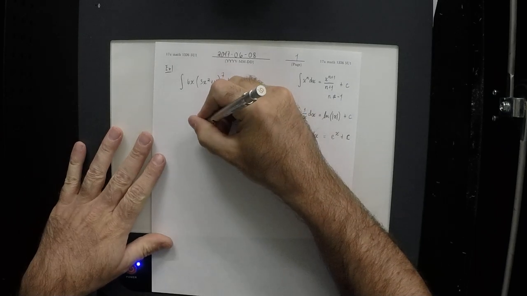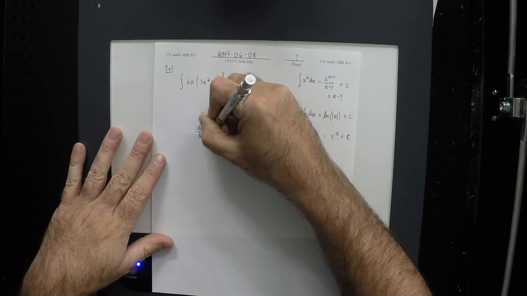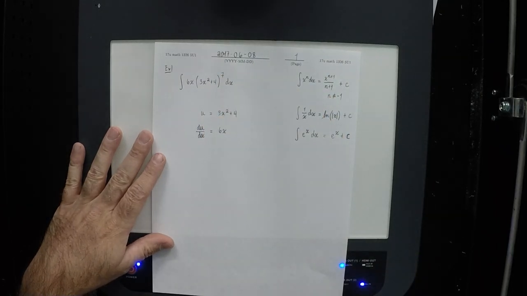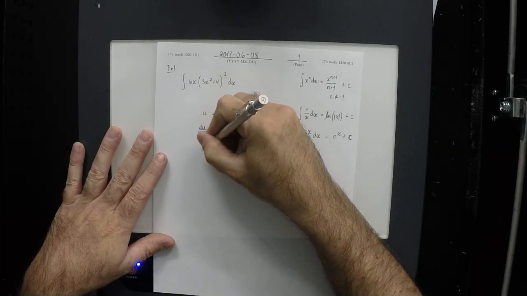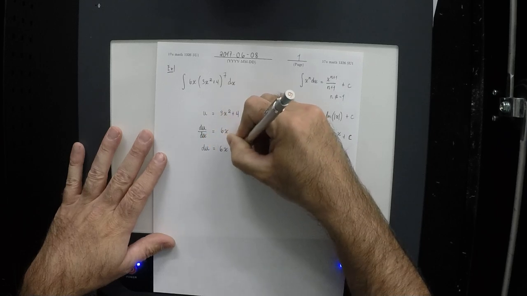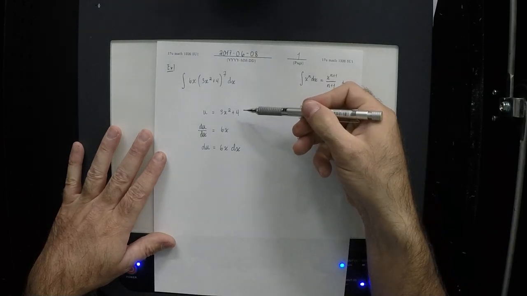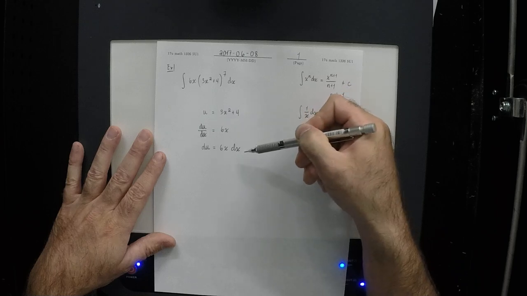So then du/dx is 6x. And then we can solve for the differential du and get du is 6x dx. So these are the variable. This is the variable part of the substitution. And that's the differential part of the substitution. And together, it's a variable differential substitution.